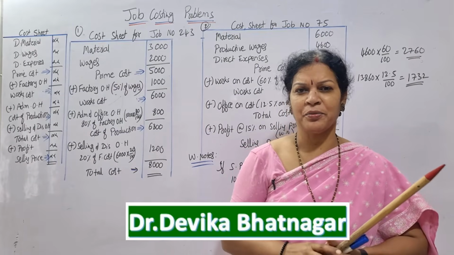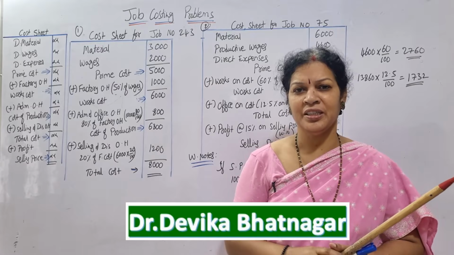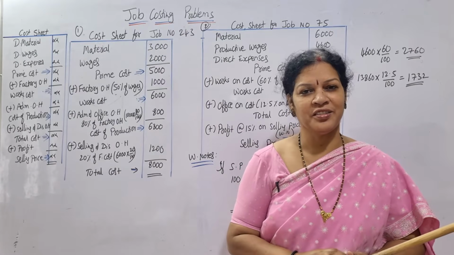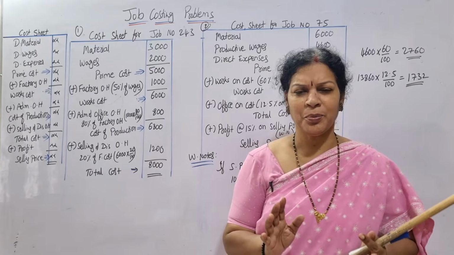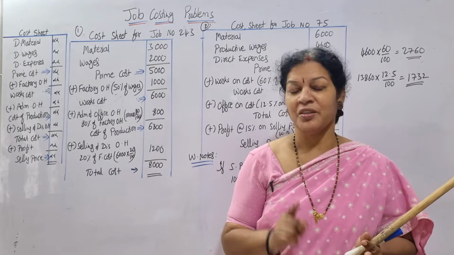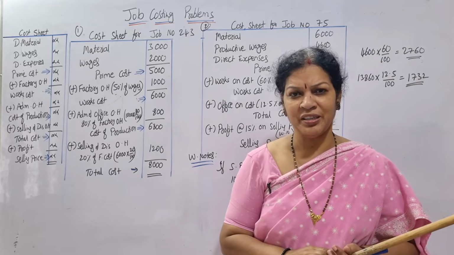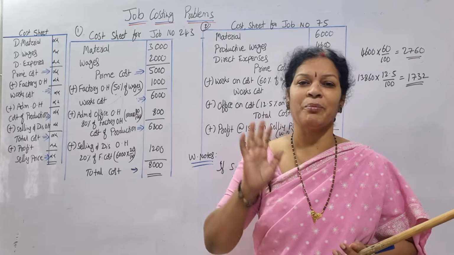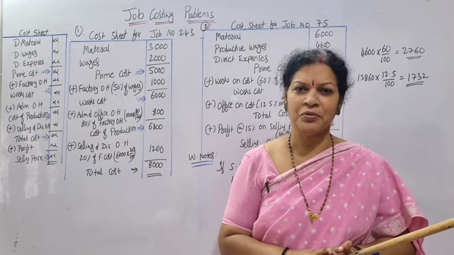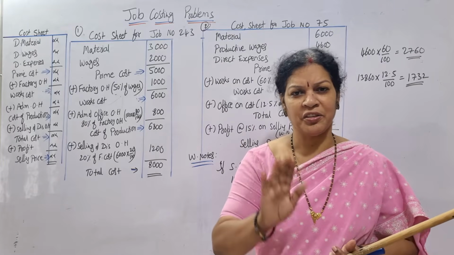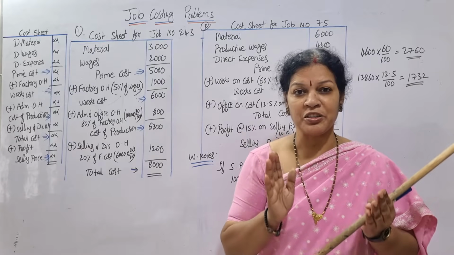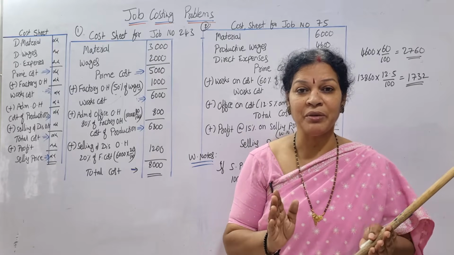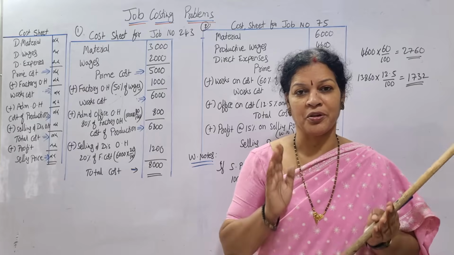In the last class, we have seen short problems in job costing. Let us see essay problems today. Job costing, if you want to prepare, one thing you must be sure of, that is the cost sheet format. Cost sheet we have already learned, right? So the same cost sheet format, you must be thorough. Based on that format, we are going to work out problems on job costing.